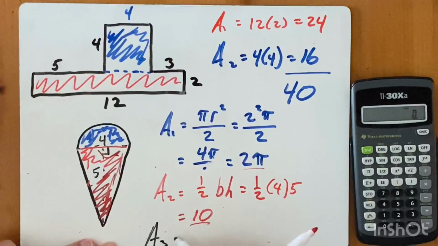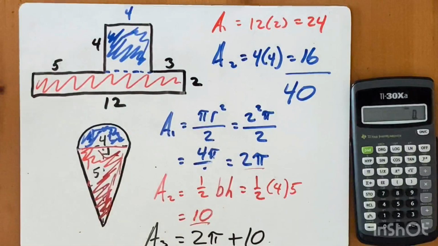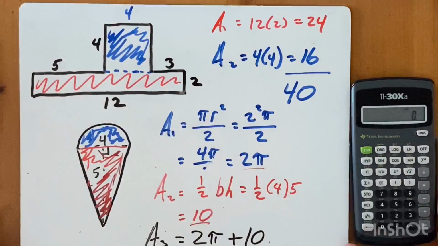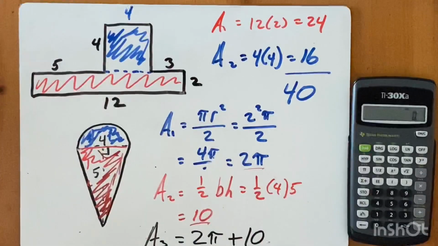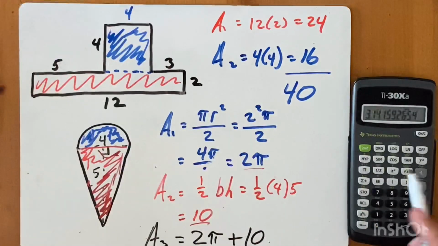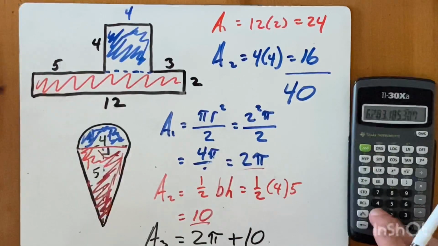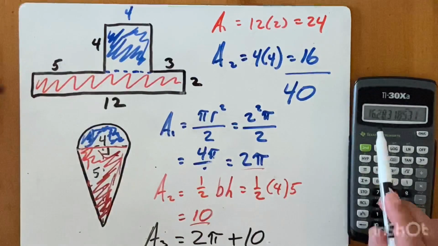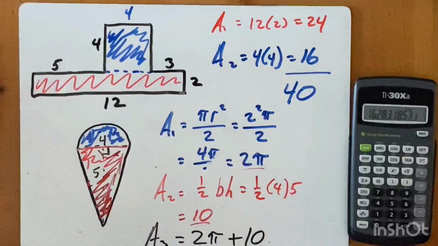The total area is going to be 2 pi plus 10. We're going to do it on our calculator and try not to round off until the very end so we get the most accurate answer. So we're going to do 2 times, and we're going to use the pi key, so it gives us the full value, equals. There's the area of the semicircle, and then we simply add 10 to that, and we round off to the first decimal place, which is what the question asked. Our final answer will be approximately 16.3.